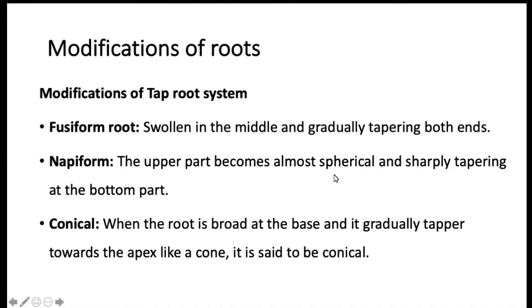Napiform: the root is extended like a ball. The upper part of the root becomes spherical, just like a ball, and then it sharply tapers towards the bottom part. This is napiform. And conical is something like the structure of a cone. The upper part is wide and broad, and it becomes narrow in the bottom part. That is the conical system.